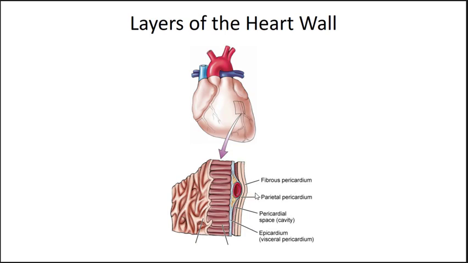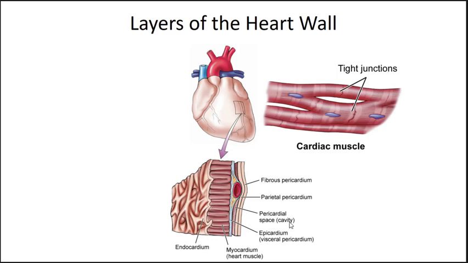The most outer layer, that real tough outer layer, is called the fibrous pericardium, made of fibrous tissue. So that's this layer here. One layer in now, we have the parietal pericardium. So here's this layer, parietal pericardium. Now, if we move a little bit deeper in, you can see that there's another layer called the visceral pericardium.